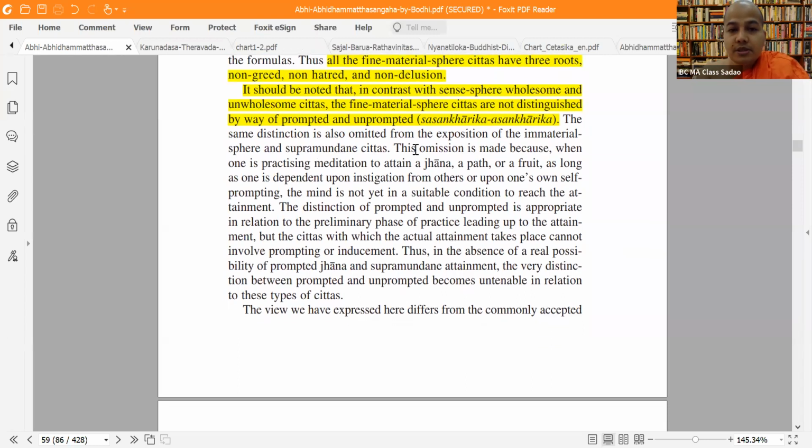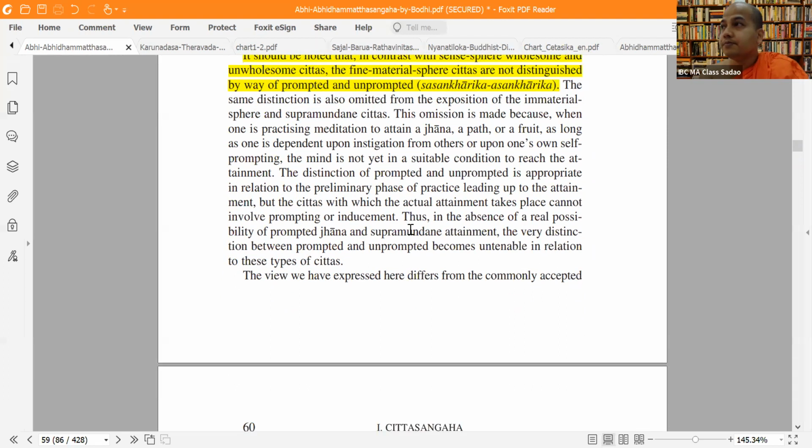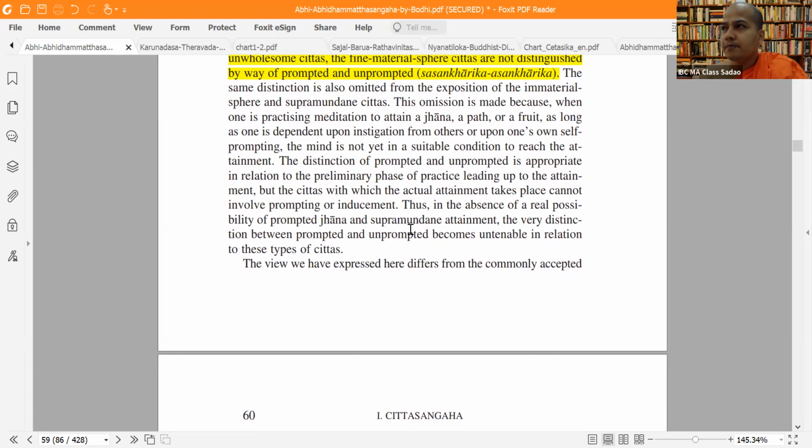This text presents some opinions also. The same distinction is also omitted from the exposition of the immaterial sphere and supramundane chittas. So this is a general idea with regard to rupa vachara chitta, arupa vachara chitta, and lokottara chitta, that these chittas are not distinguished by way of prompting and unprompting. As I'm saying, different Abhidhamma teachers hold different views, we will come to that very quickly here.